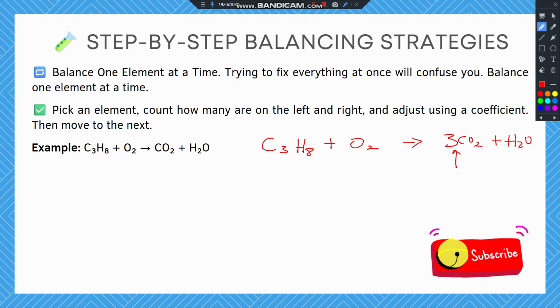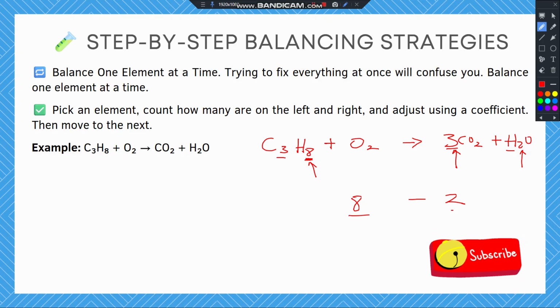So now that we have done that, we will now go back to check the number of atoms for each element if they are balanced. We've taken care of carbon now, 3 on the left and 3 on the right. How about hydrogen? Hydrogen has a total of 8 atoms on the left hand side. You can see this subscript of 8 identified over here. On the right hand side, how many atoms of hydrogen do we have? Hydrogen has a subscript of 2. So we have 8 on the left and 2 on the right.